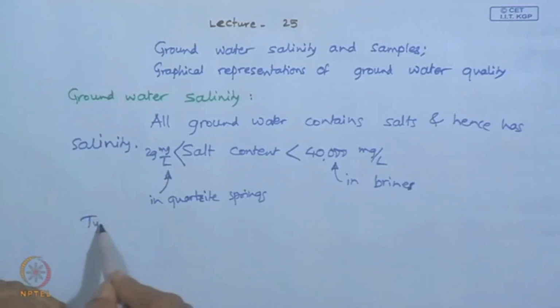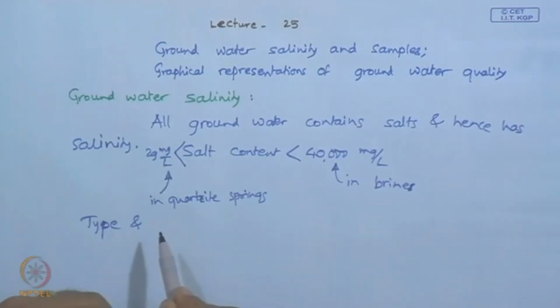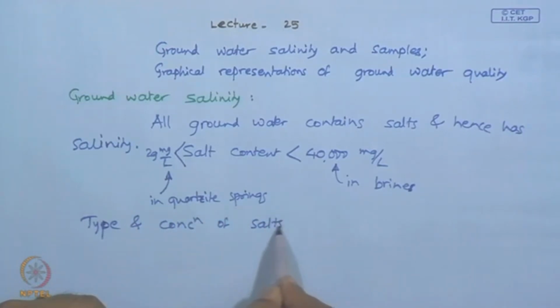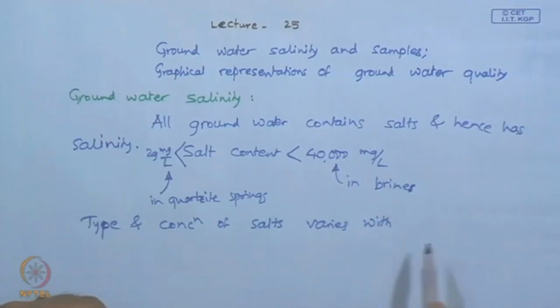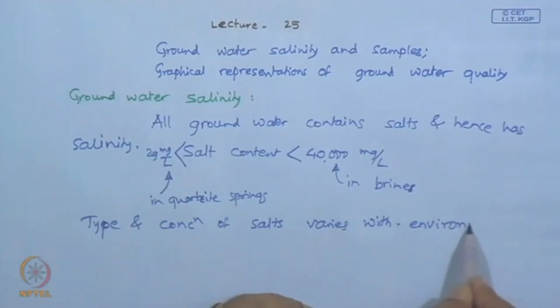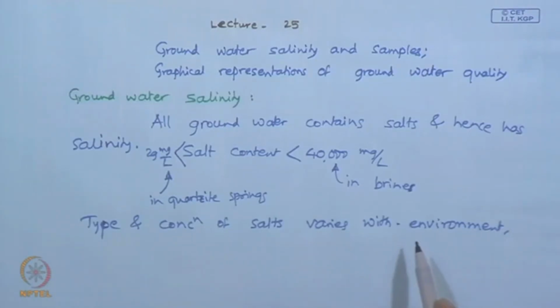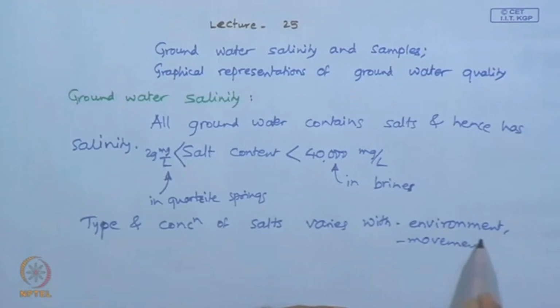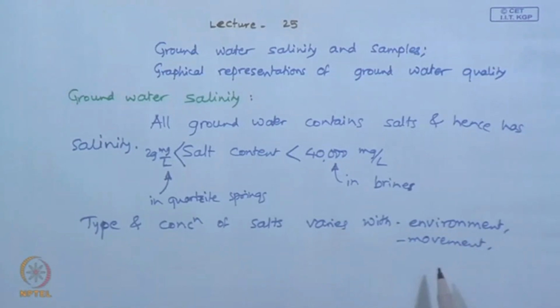So, this salinity, the type and concentration of salts, varies with environment, then movement, that is the movement of salts, as well as the source from where these salts originate.